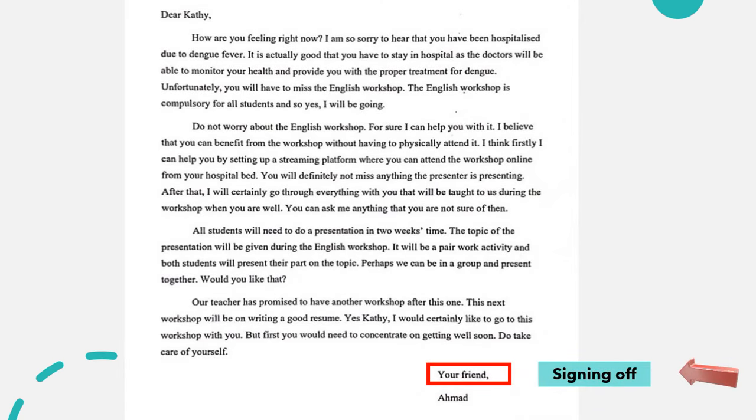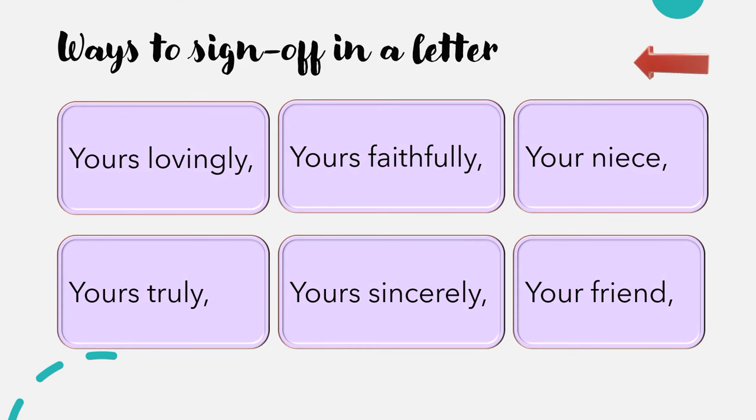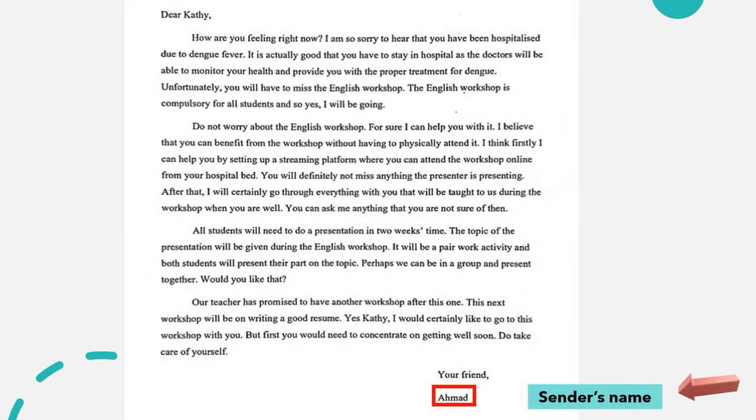Next is the sign off. You can sign off by writing your friend because of the relationship between Kathy and Ahmad, as they are friends. There are other ways of signing off in a letter depending on the relationship between the writer and the person receiving the letter. Yours lovingly, yours truly, yours faithfully, yours sincerely, your niece, your friend. And lastly is the signature of the sender.